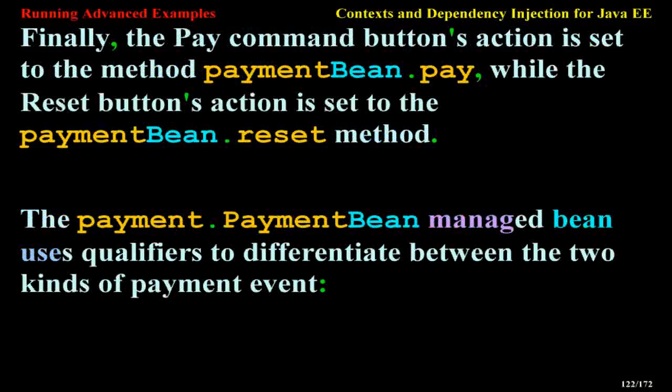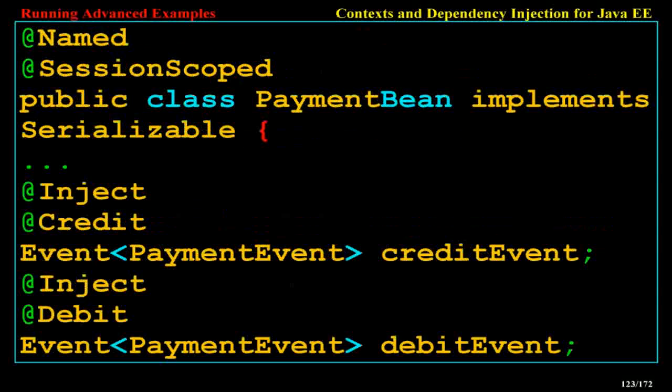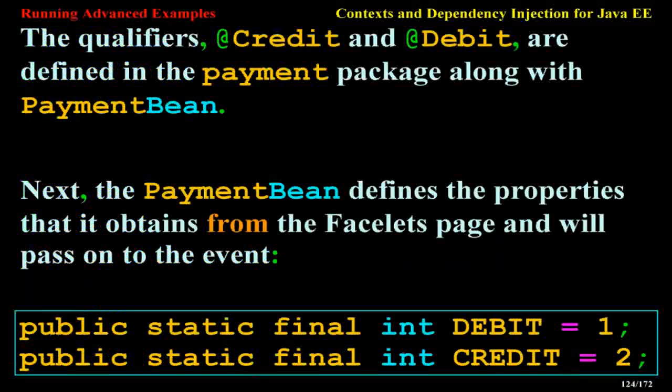pay, while the reset button's action is set to the payment bean reset method. The payment bean managed bean uses qualifiers to differentiate between the two kinds of payment event. @Named @SessionScoped public class PaymentBean implements Serializable { @Inject @Credit Event<PaymentEvent> creditEvent; @Inject @Debit Event<PaymentEvent> debitEvent; The qualifiers Credit and Debit are defined in the payment package along with PaymentBean.